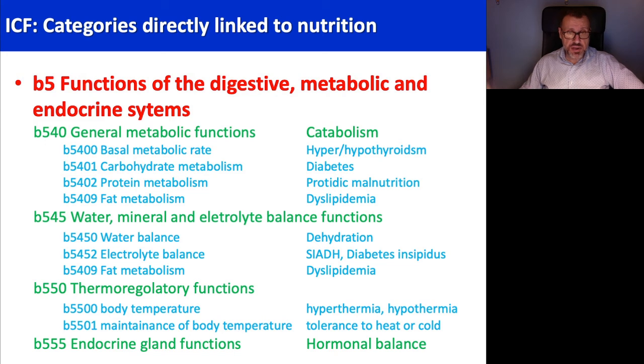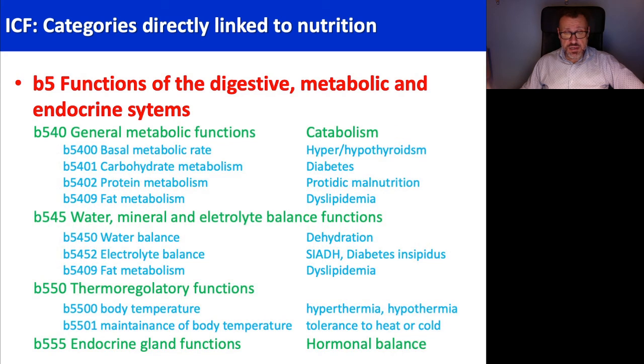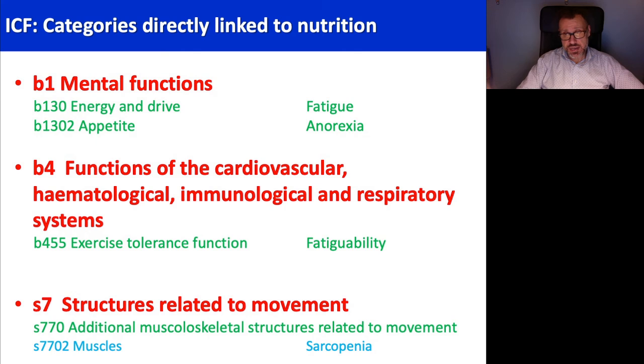B551, maintenance of body temperature, is something that patients often report having problems with. And finally, endocrine gland functions, a category related to hormonal balance. But there are also other categories in other chapters, like B1, mental functions, as we said, energy and drive and appetite, which can be linked to fatigue and anorexia.